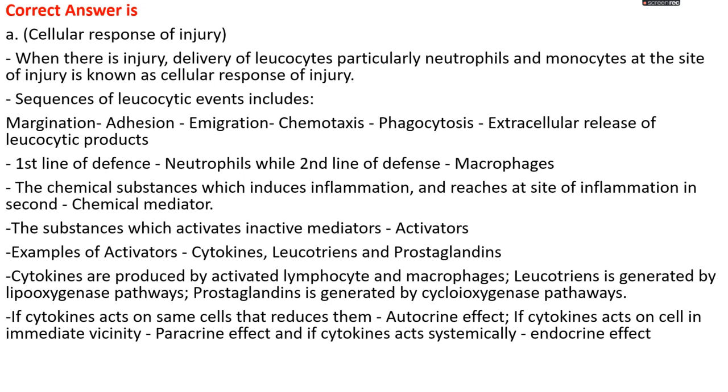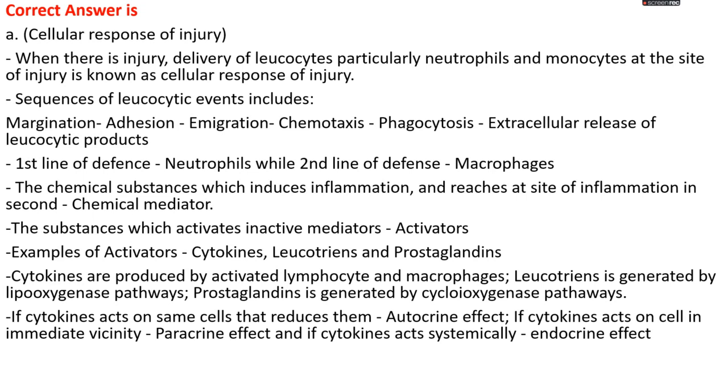The first line of defense when an infection takes place is the neutrophil, while the second line of defense is the macrophage. The chemical substances which induce inflammation and reach the site of inflammation are known as chemical mediators. We already discussed chemical mediators in a previous video. These mediators are in inactive form, and the substance which activates an inactive chemical mediator is known as an activator. Examples of activators are cytokine, leukotriene, and prostaglandin.